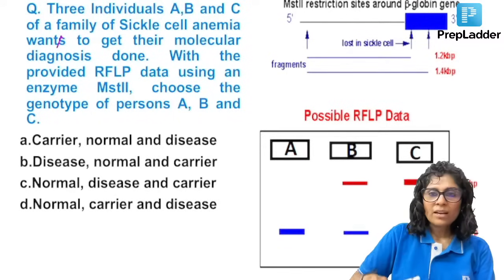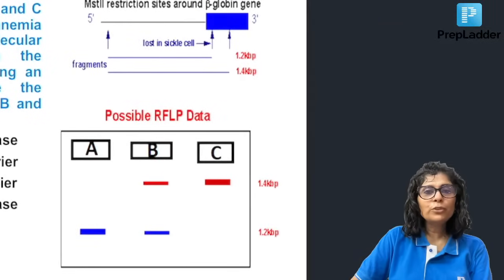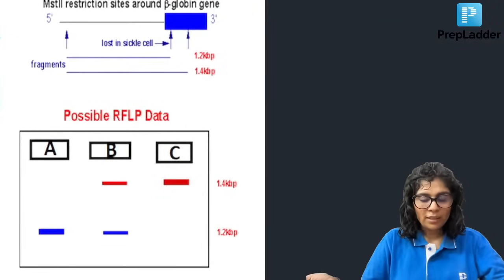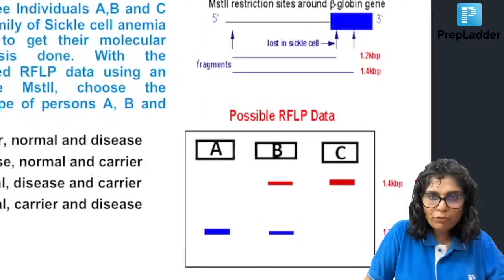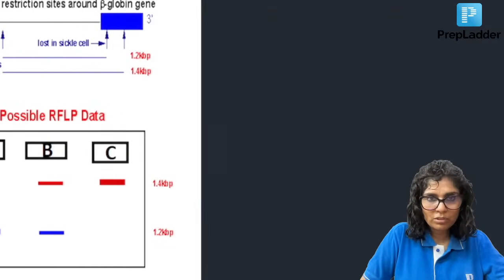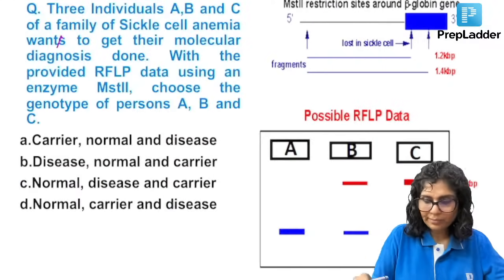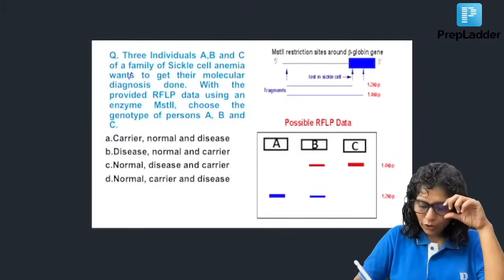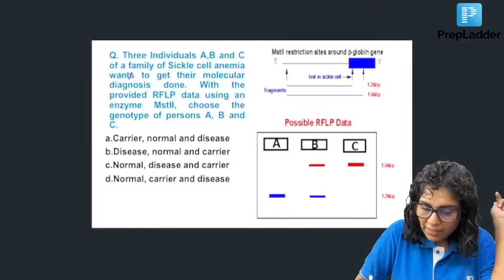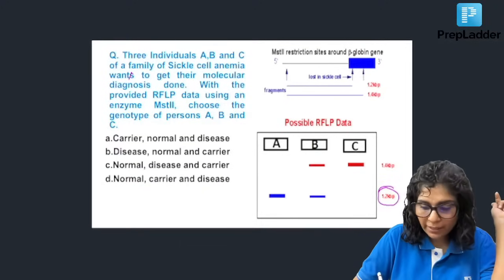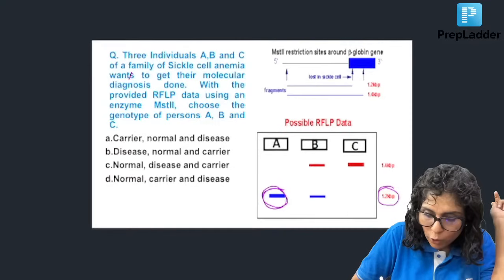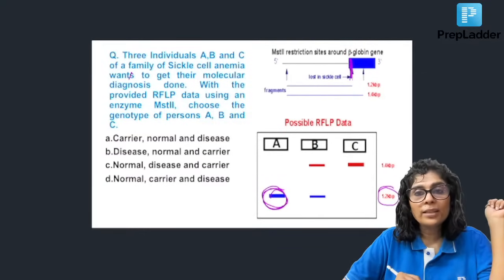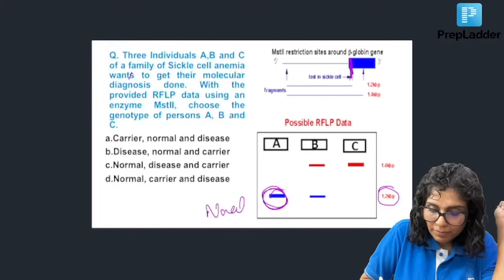Okay. So for those of you who are not able to see the image because I'm seated here, this is the image. Can you see it now? Yeah. So what you see for person A is 1.2 kilobase pair, which means it is cut. Right? If it is cut, it means normal. So person A is normal.